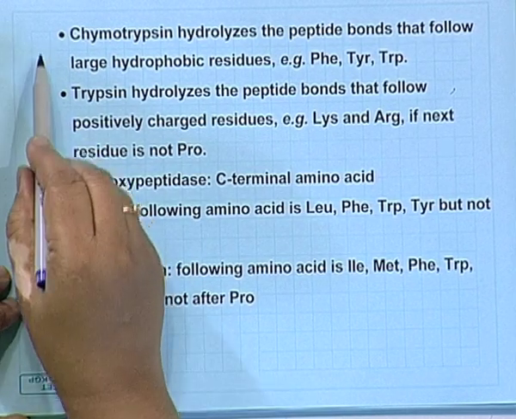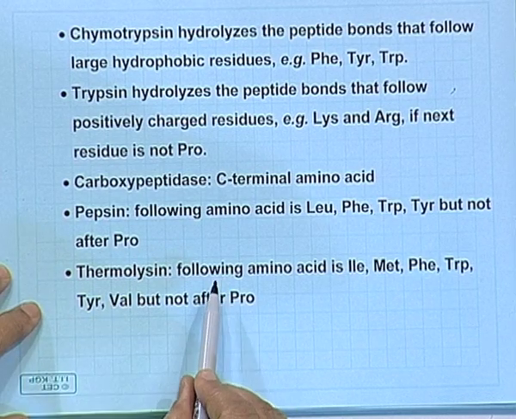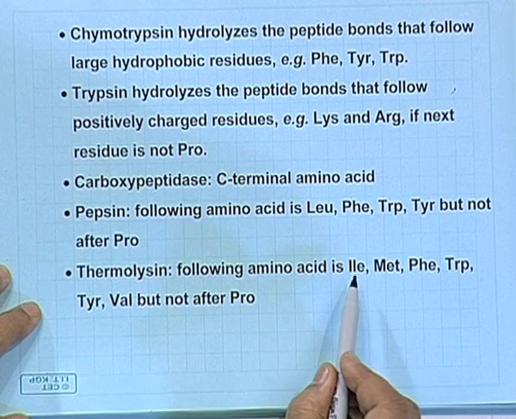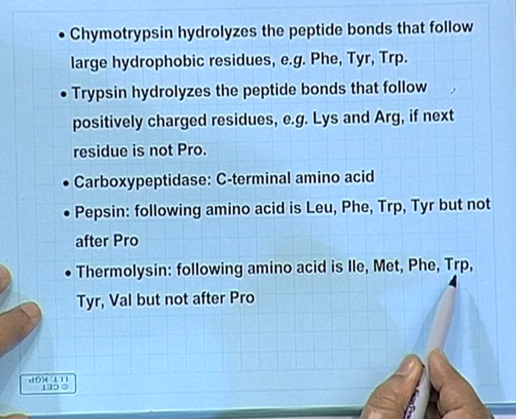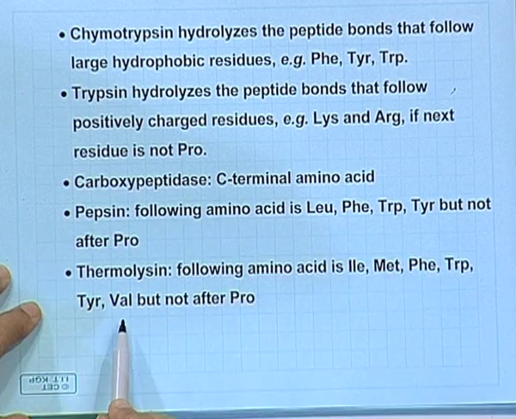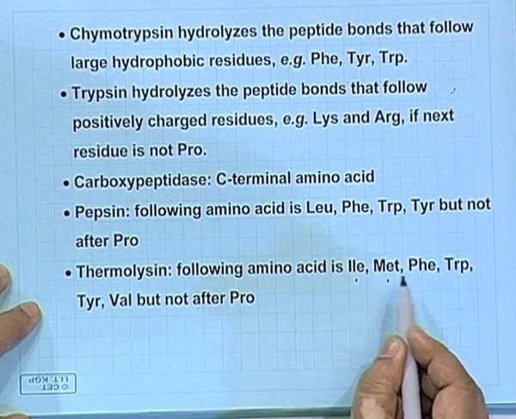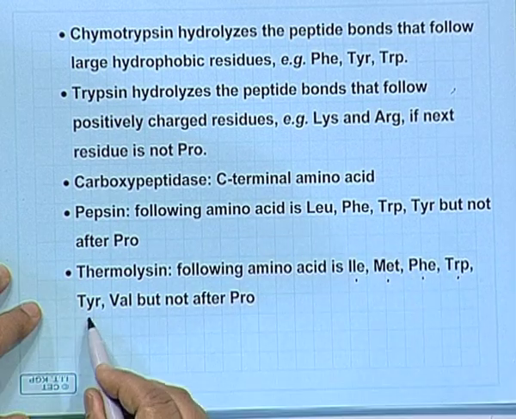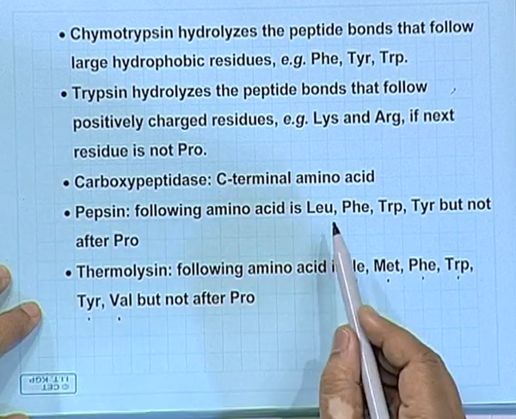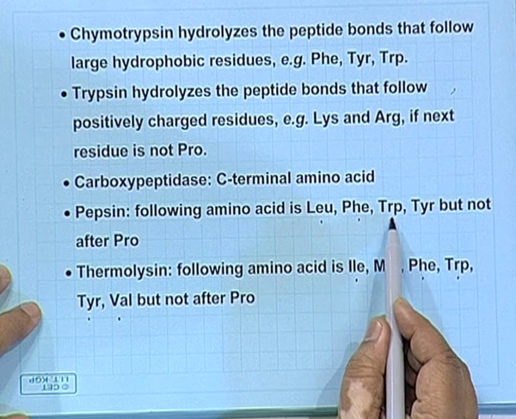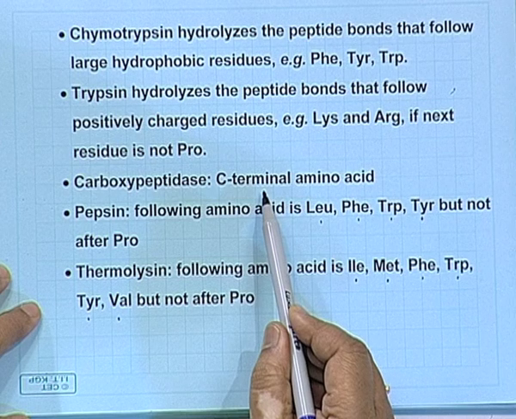Thermolysin. Now, you see these are all enzymatic cleavages. Thermolysin will cleave if the following amino acid is isoleucine, methionine, phenylalanine, tryptophan, tyrosine, valine. Okay? So, we have isoleucine, methionine, phenylalanine, tryptophan, tyrosine, valine for thermolysin. For pepsin, we have leucine, phenylalanine, tryptophan, tyrosine. For carboxypeptidase, it will tell you the C-terminal.